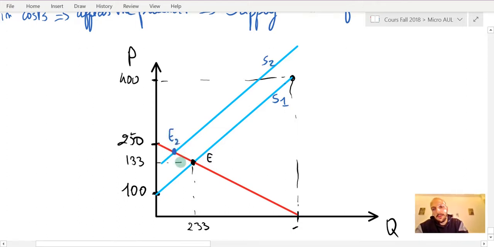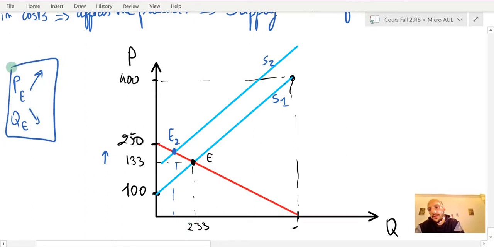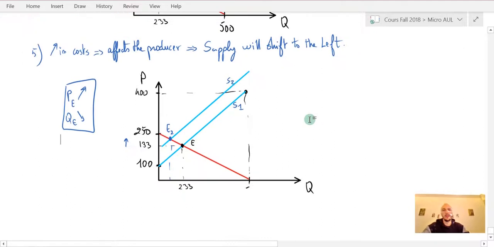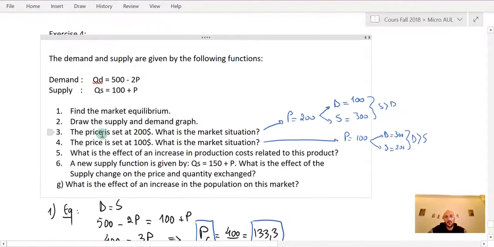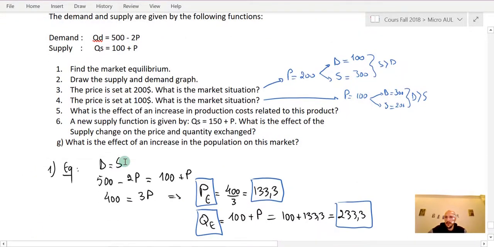And here we have E2, the new equilibrium. You can see that in this case the price at equilibrium has increased and the quantity at equilibrium has decreased, because the quantity went down. So these are the two main effects that you need to explain. Great, this is question 5 and then question 6.